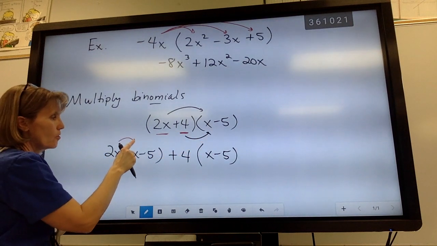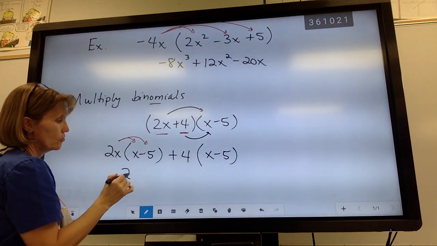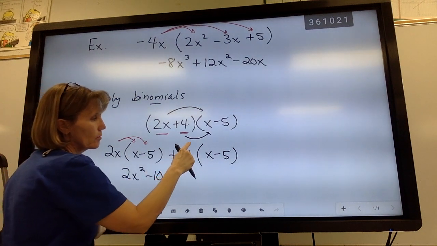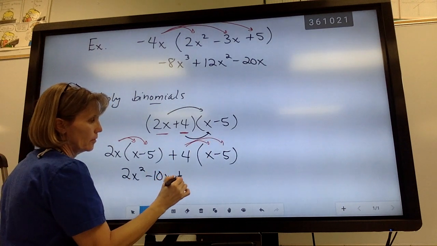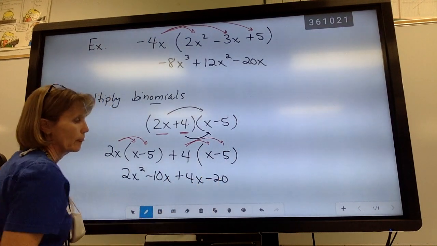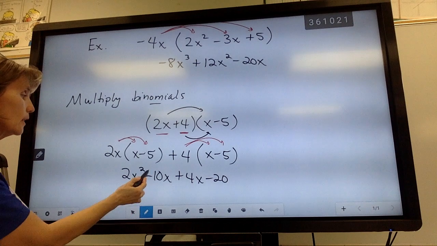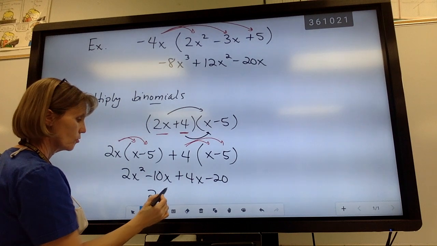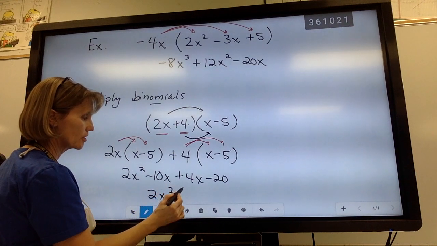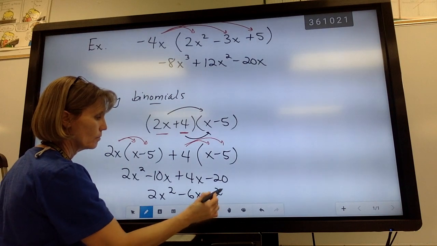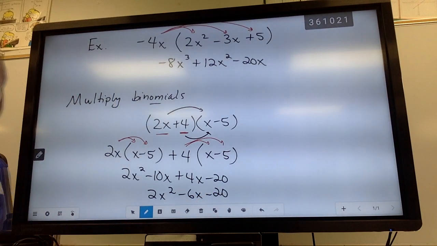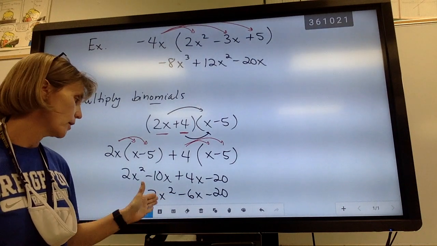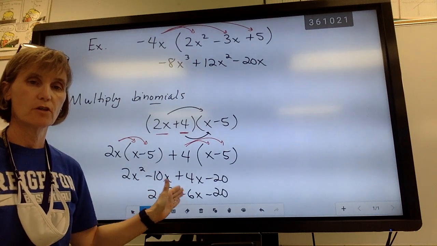Now you've got smaller problems. You're going to distribute. You get 2x squared minus 10x. You have to distribute here. I get plus 4x minus 20. Look, do you have any like terms that you could combine? I do. These two middle terms are like each other. So it's 2x squared, -10x plus 4x would be a -6x minus 20. You're not done with a problem until you get to the end where there's no like terms left. And we always want to write our answer in standard form. Greatest exponent first, goes down from there.